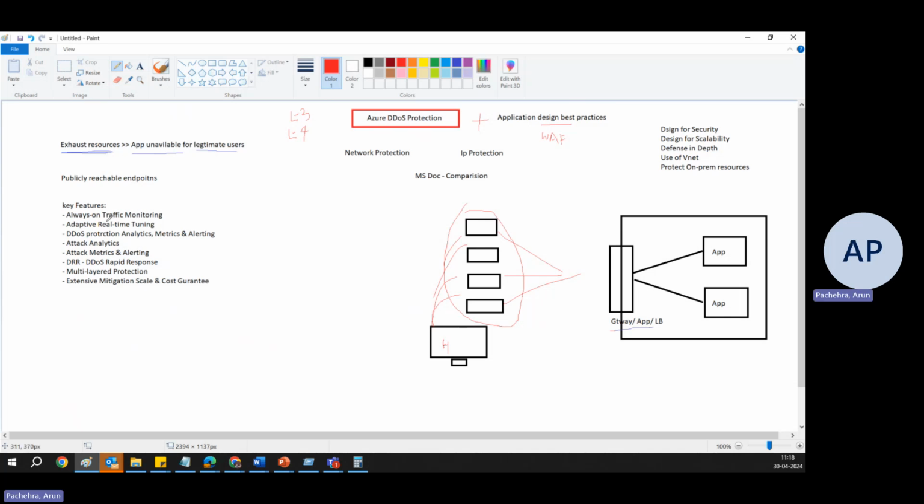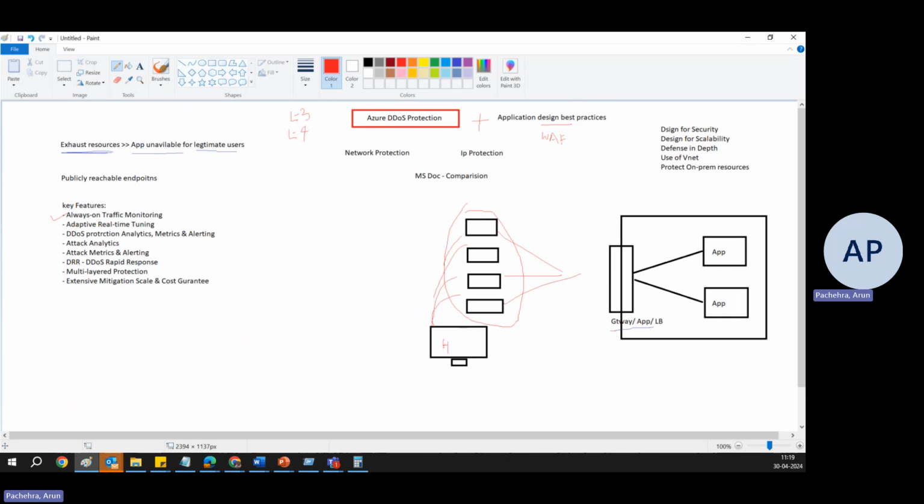So the very first is, as you can see, always on monitoring, which simply means Azure continuously monitors your application traffic to detect unusual patterns that may indicate a DDoS attack. See, it monitors and detects the unusual pattern. So until that pattern gets detected, your application should have that much of resource to cater those requests, maybe scale horizontally, so that DDoS protection can identify the pattern and block it, right? So you have to design your application accordingly.